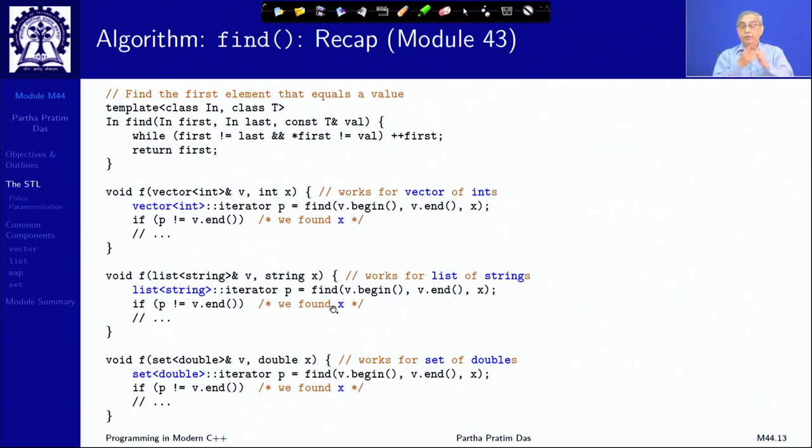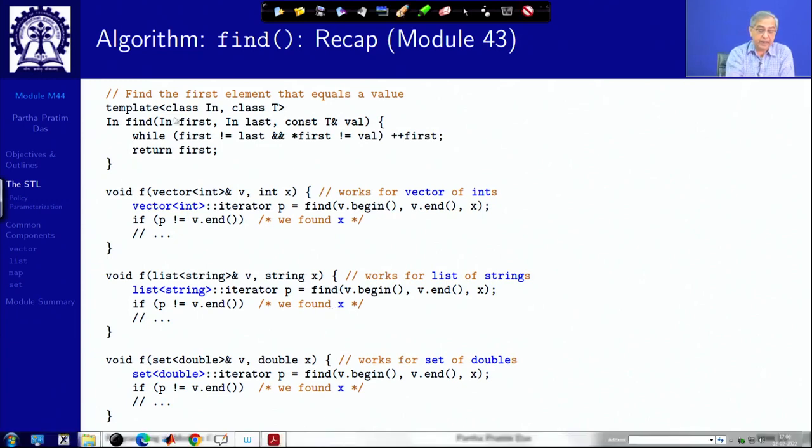Now, with that we saw a find algorithm, which is very interesting in that it takes an iterator class and the element type class in the template. So, the find function takes two iterators, one where to begin and the other where to end, defining the range, and the value as a constant reference, because you are finding. So, you do not want to change that value.